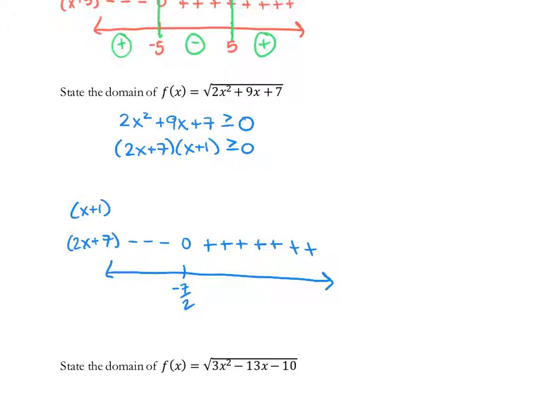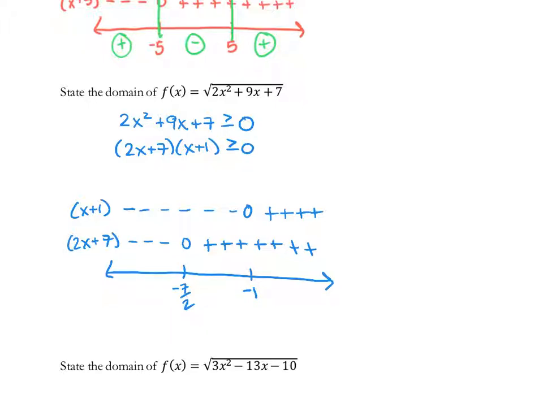Okay, x plus 1 is 0 when x is negative 1. If I choose a number larger than negative 1, it will be positive. If I choose a number less than negative 1, it will be negative. Typically we end up with our negatives on the left and positives on the right. That is not always the case.